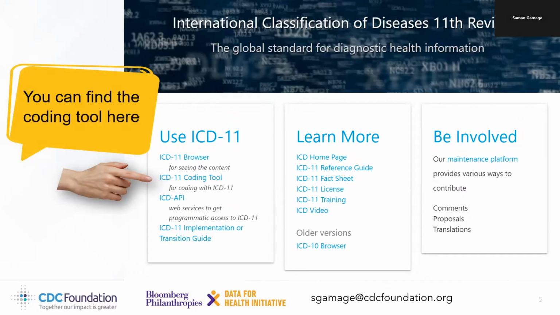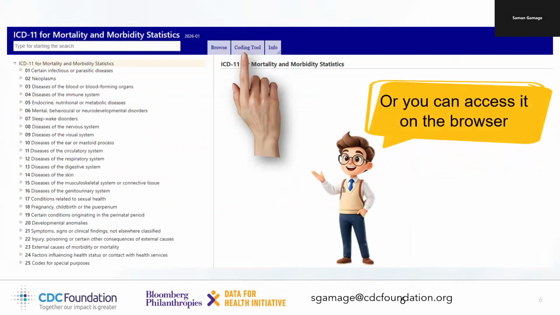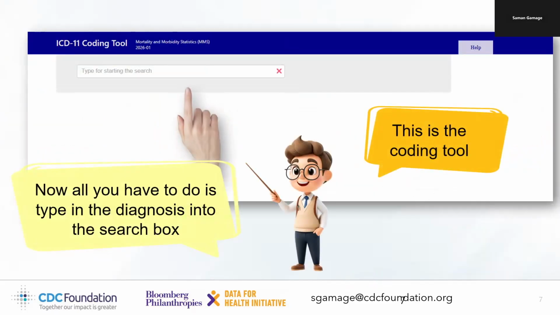If you open the ICD-11 home page, you can find the coding tool here. Or you can access it on the browser. This is the coding tool. Now all you have to do is type in the diagnosis into the search box.